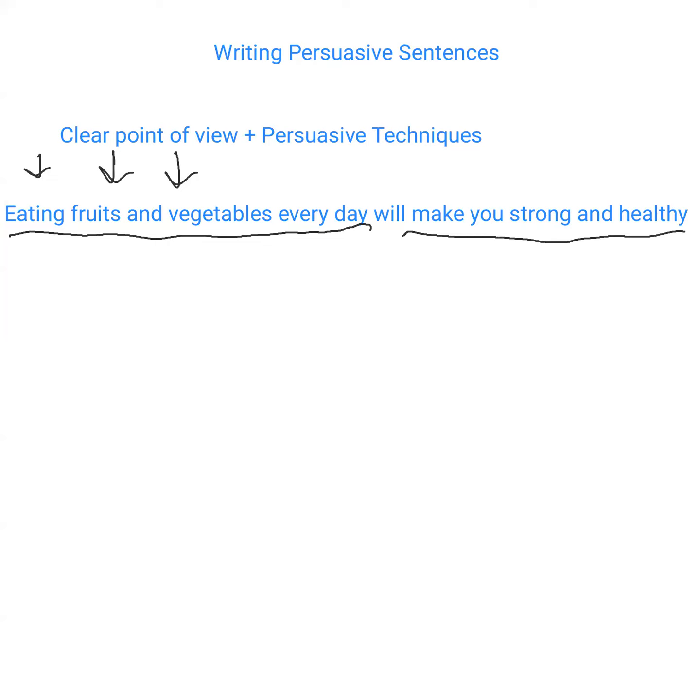Because remember, what is persuasion? What is persuasion, guys? Trying to get people to believe an idea or to do an activity by giving them good reasons. So eating fruits and vegetables every day will make you strong and healthy. That's a persuasive sentence. Let's try another one.